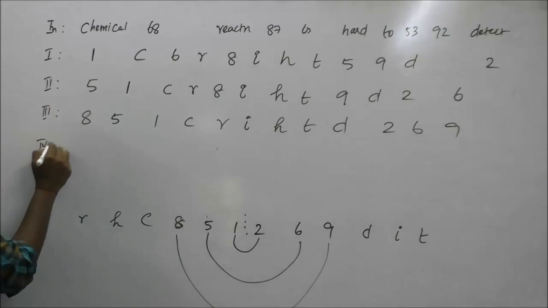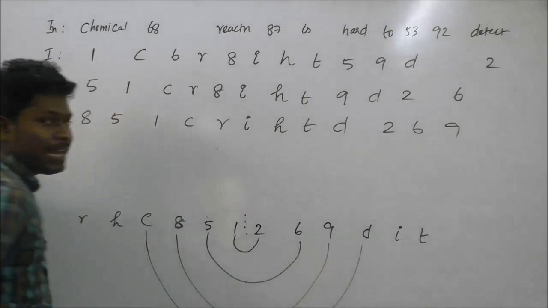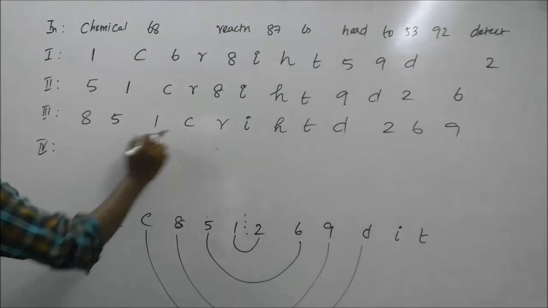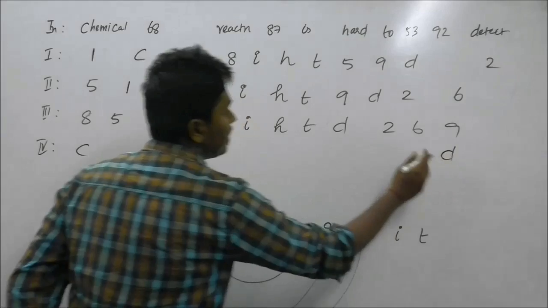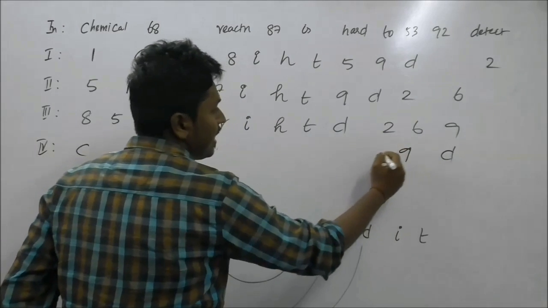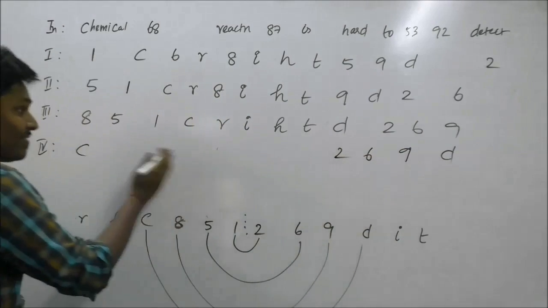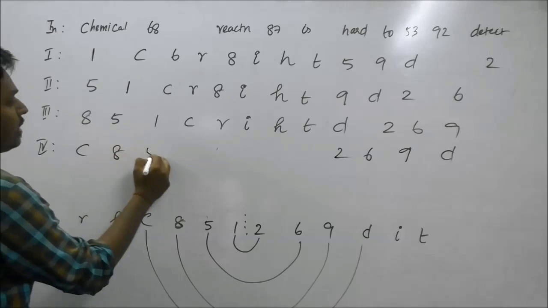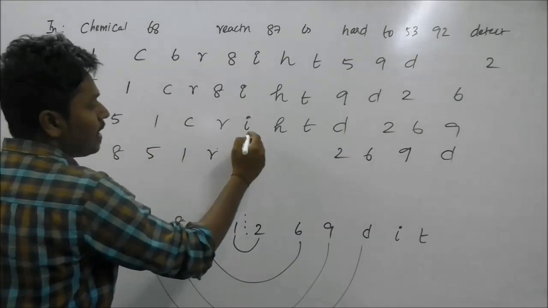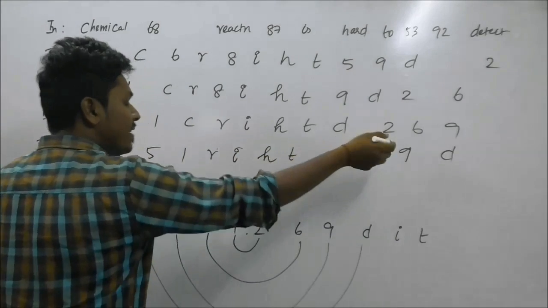Go for the fourth step. The fourth step is that we concentrate on C and D. Where is C here? C is here. Just put C here. Concentrate on D. We just need to push the values, right? 9, 6, 2, push towards the left hand side, then push towards the right hand side. 8, 5, 1. Remaining is R, I, H, T. Why? Because we have written D at the last.